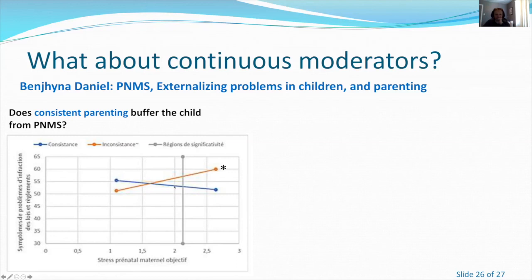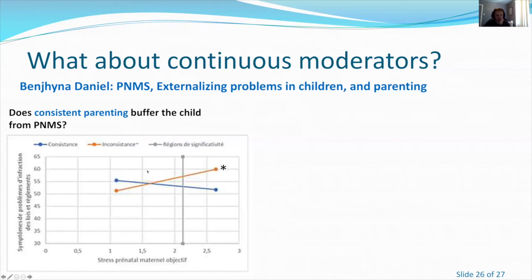So what we can see here is that we could conclude that better parenting does buffer the child. When parenting is consistent, there's no effect whatsoever, no significant effect of the prenatal stress on the child's externalizing problems. But for kids whose mothers are inconsistent in their discipline, greater prenatal stress was associated with more of these externalizing problems.